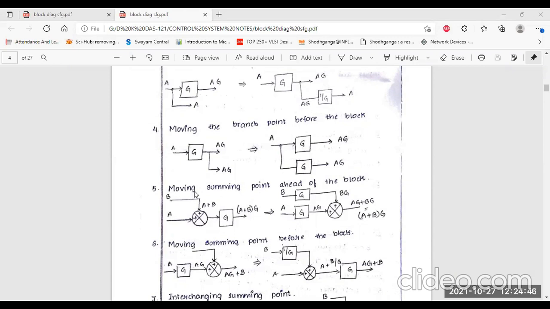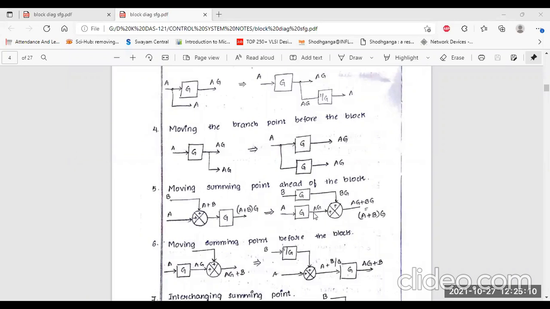So this is basically moving the summing point ahead of the block. So when you are given this type of circuit or this type of diagram, you have to shift it. This is the basic logic. Here you can see we have to attach A and B, two input sections. One controller part is attached from here, and another G is connected here.